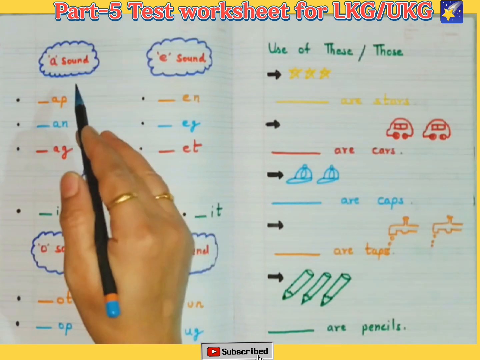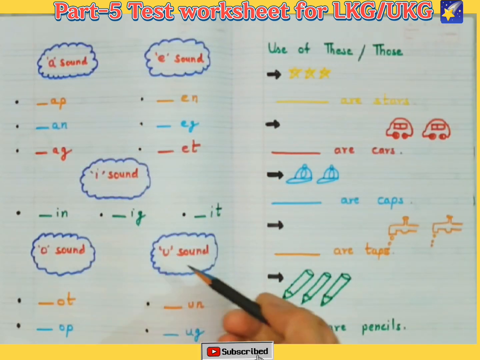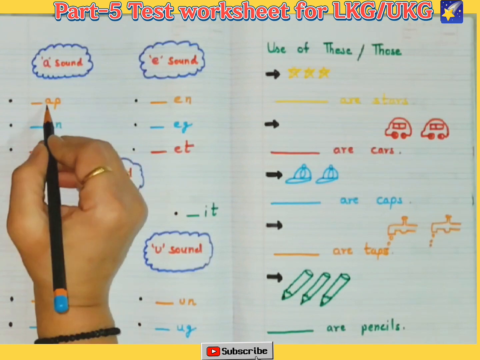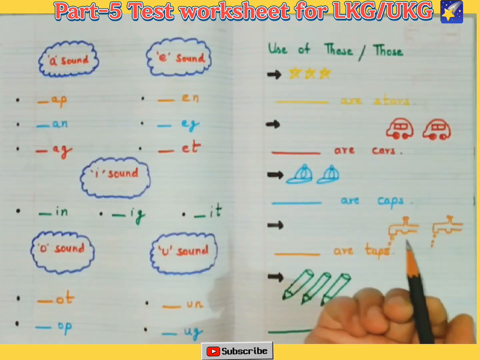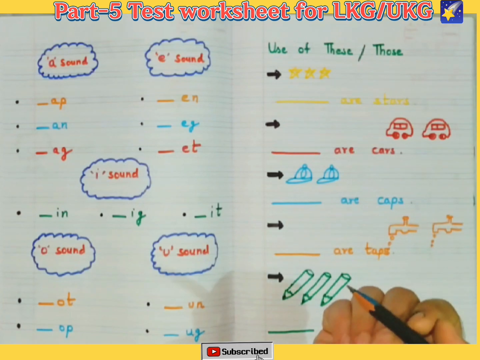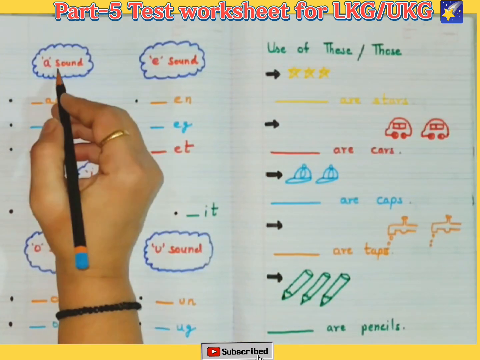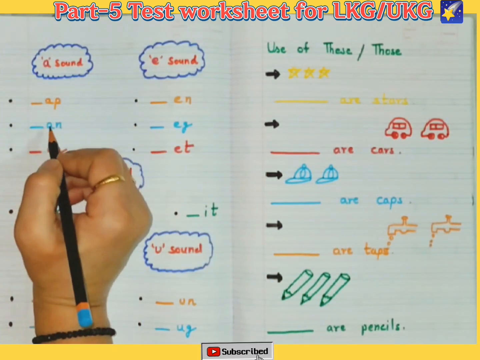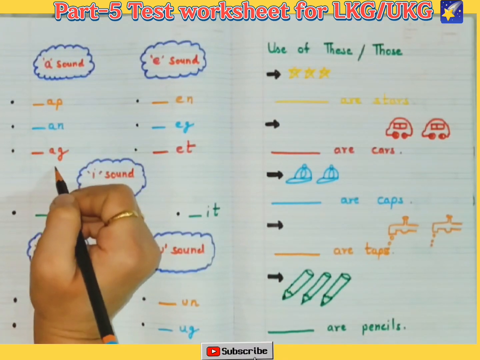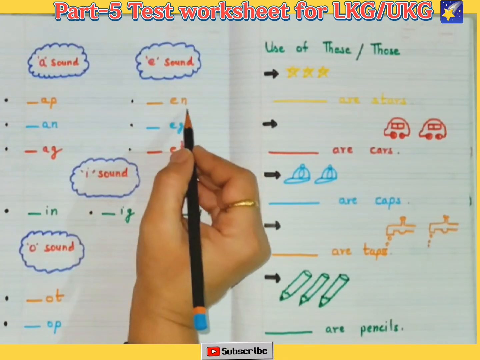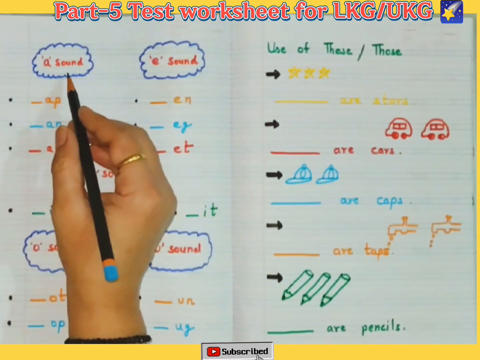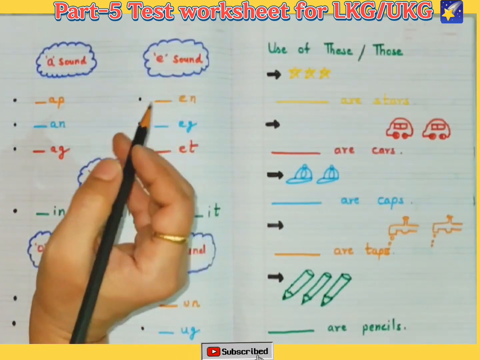Hello everyone, today we are going to do part 5 of the test worksheet for class LKG and UKG. Let's start. Here again we are going to do A sound, E sound, I sound, O sound, U sound words. A sound words are families such as the AP family, AN family, AG family. The EN family, EG family, ET family are the E sound families.